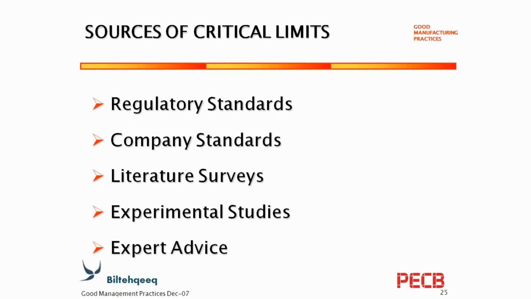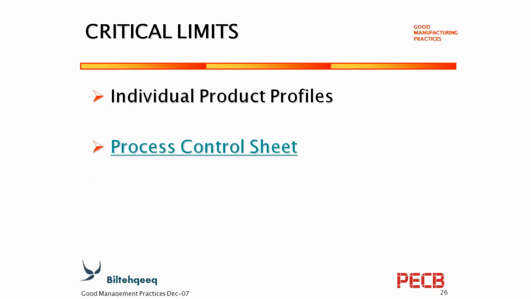So these critical limits can come through a regulatory standard, or your own company standard, or through a literature survey, or through experimental study, or through expert advice. The government laws can define these critical limits, or your own company, or some literature, or some experimental studies. Previous experience can define these limits, or someone who is an expert in a process can define these critical limits.